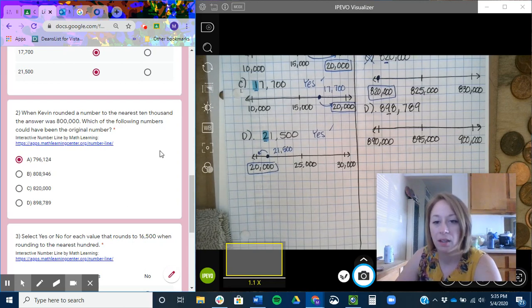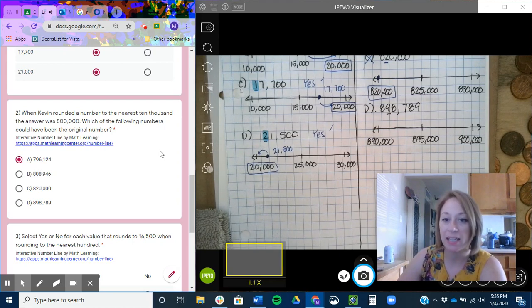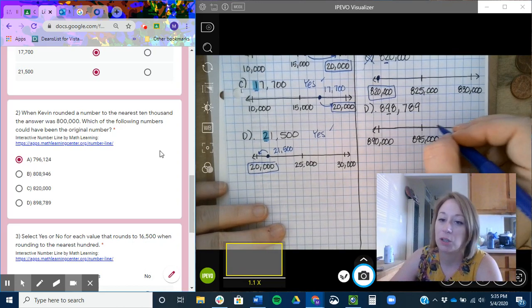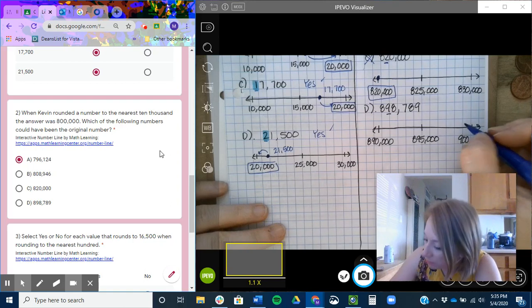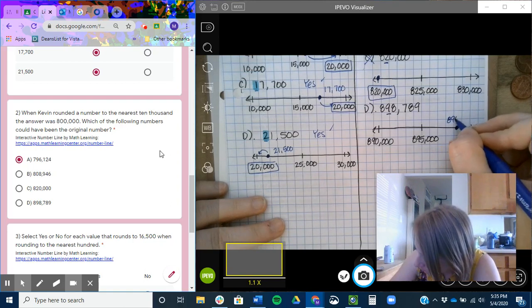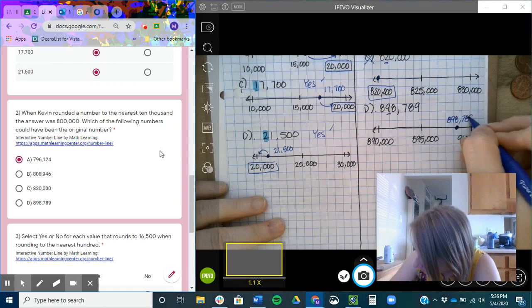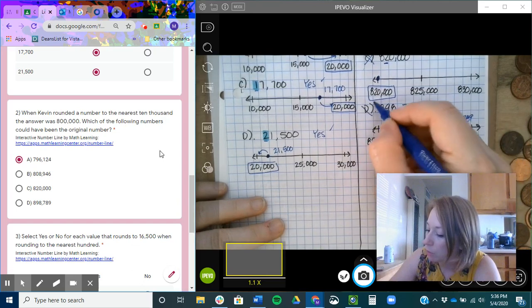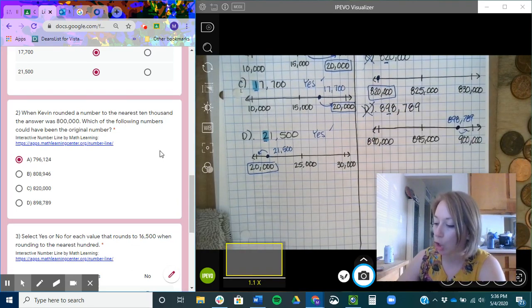Okay, last but not least, where does 898,789 go? It is pretty close to 900,000. I would say maybe about right here. That gets rounded to 900,000, and that would also not work.